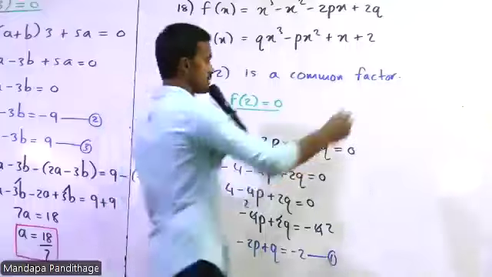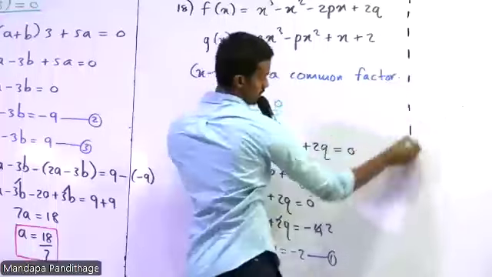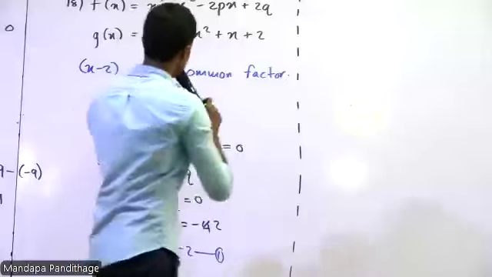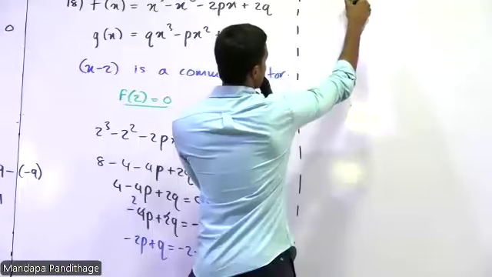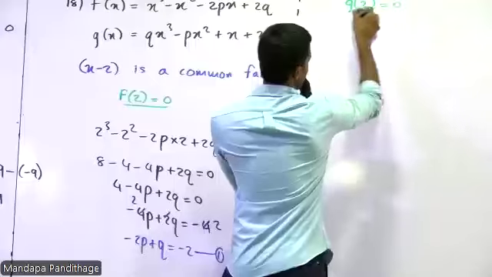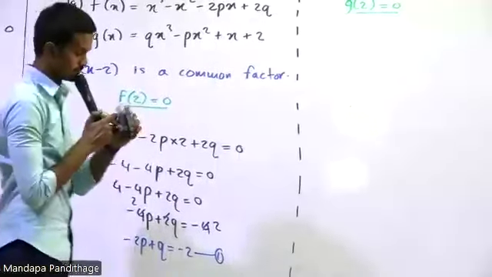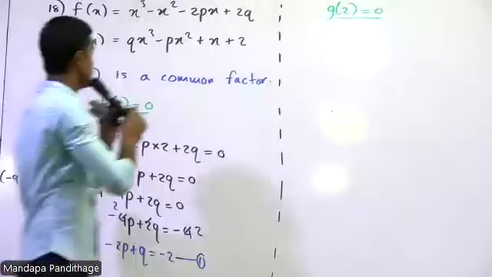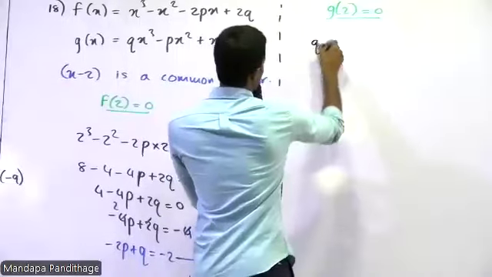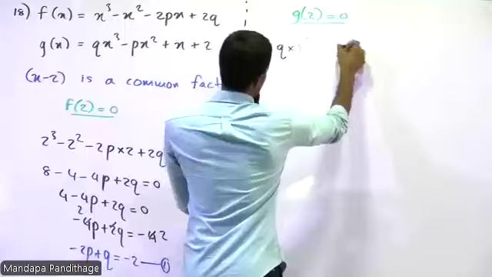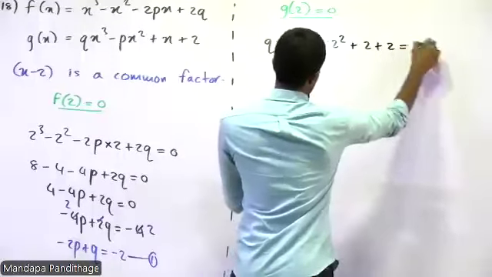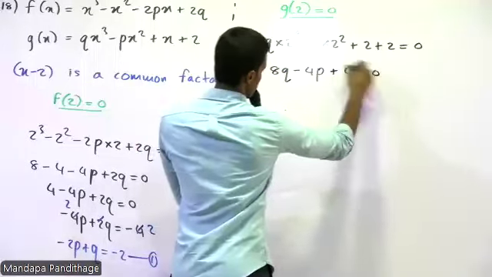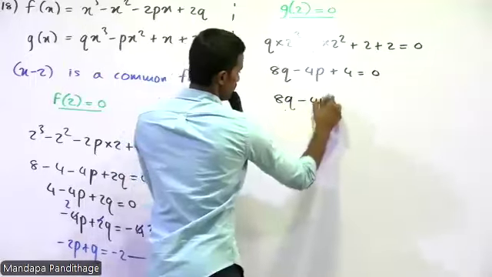So I get minus 2p plus q is equal to minus q. And then G2 is equal to 0 because even that is a common factor. Since G2 is even equal to 0, then I have Q 2 cube plus 2 is equal to 0, 8q minus 4p plus 4 is equal to 0, which gives you 8q minus 4p is equal to minus 4.